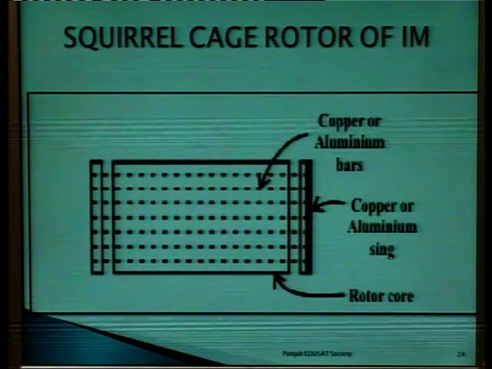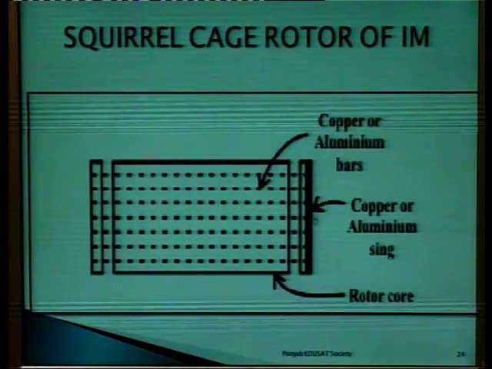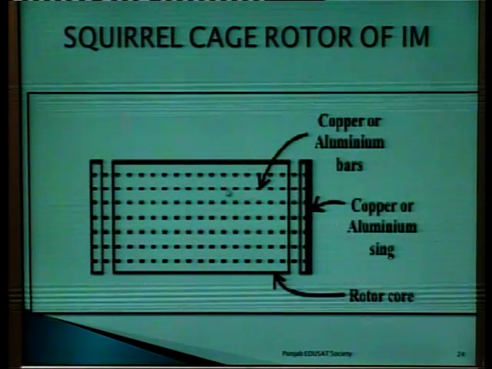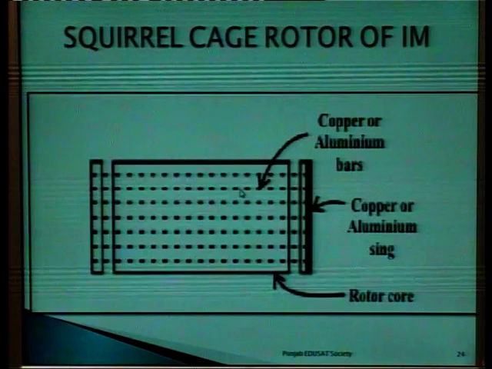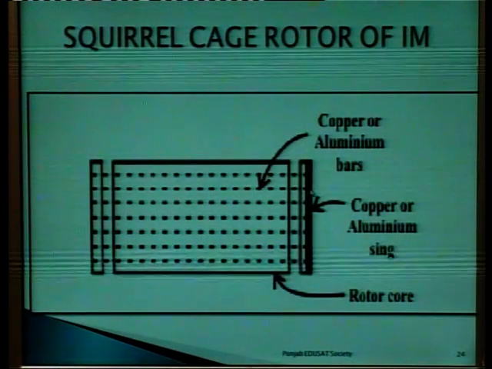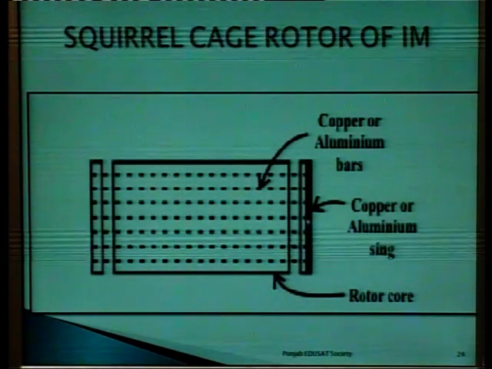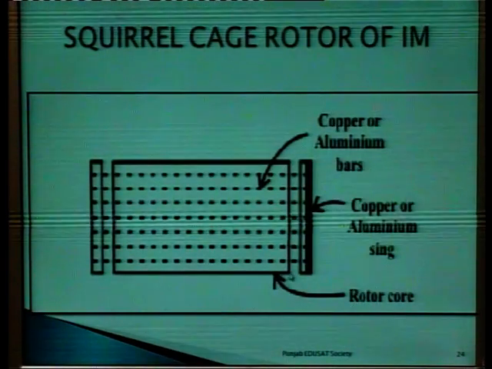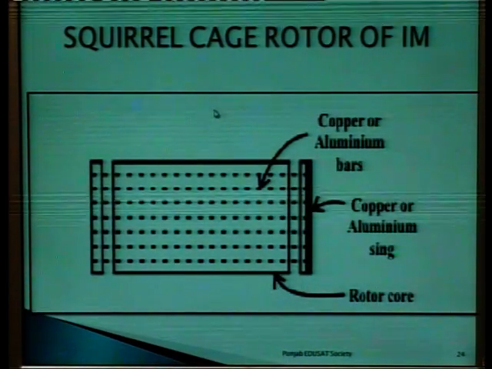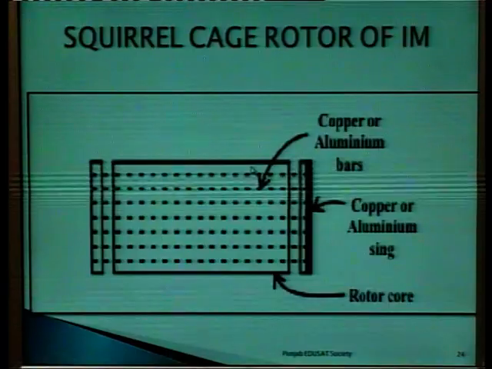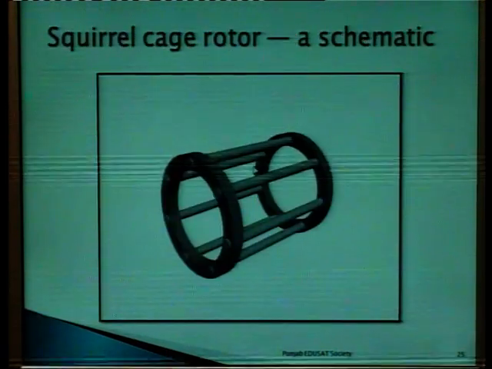Squirrel cage rotor of induction motor. This shows the copper or aluminium bars, of aluminium or copper material. This is the rotor core. This is the figure which shows the squirrel cage rotor of induction motor.